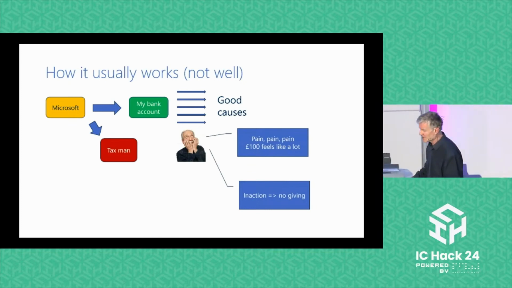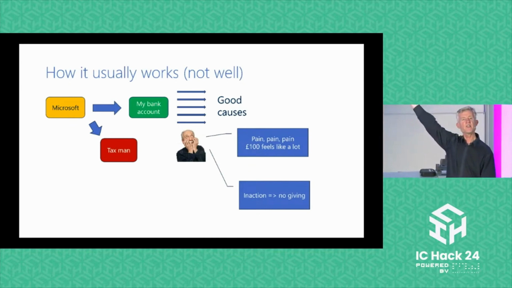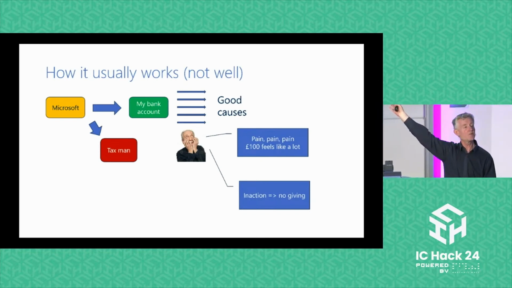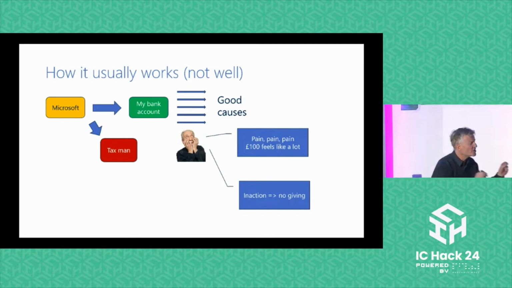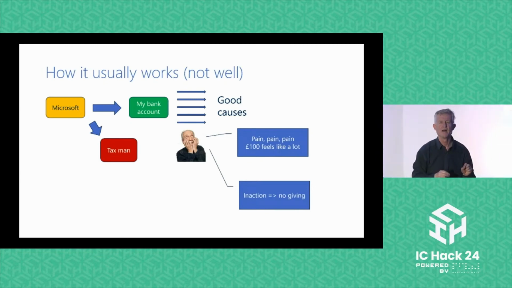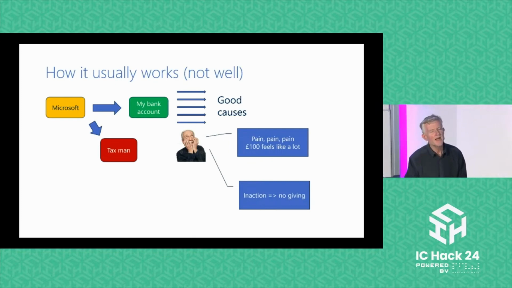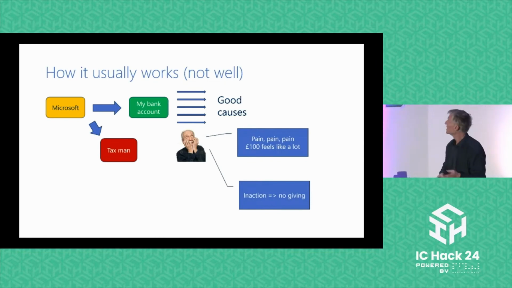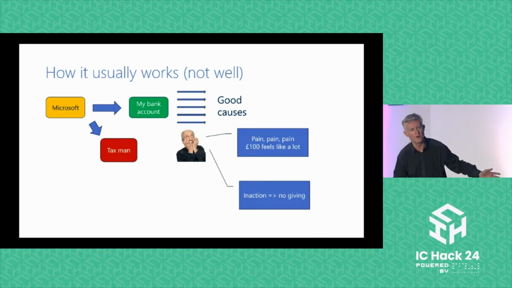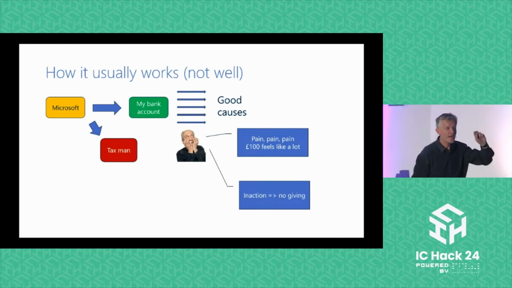Here's what usually happens. Your employer pays you, or in this case me, and puts money in my bank account, and then I give money away to good causes. And each of those occasions is a painful one. Somebody comes to the door: save the children, shall I give some money? £10, £20. That feels like quite a lot, right? So each occasion is a bit painful. And if I don't do anything, if nobody comes to the door for a bit, the result is I don't give any money away, right? So here's a better plan.